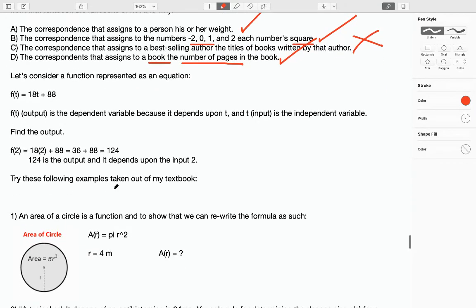Let's consider a function represented as an equation. F at t equals 18t plus 88. F at t is the output. The output is the dependent variable because it depends upon t, and t is the input, the independent variable. So basically, the output is dependent on the input. Okay, find the output.